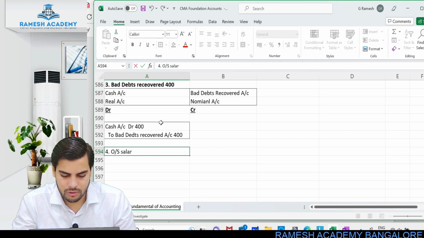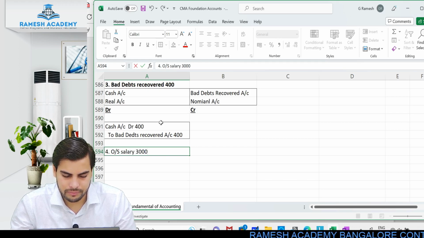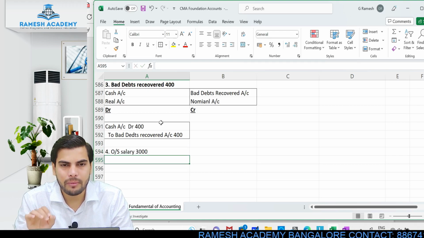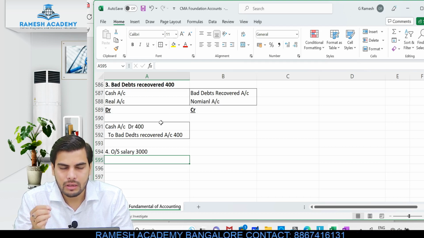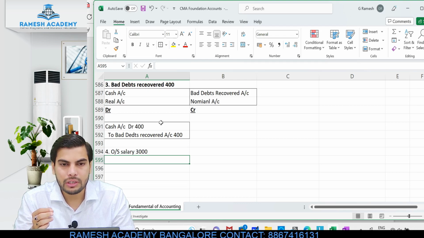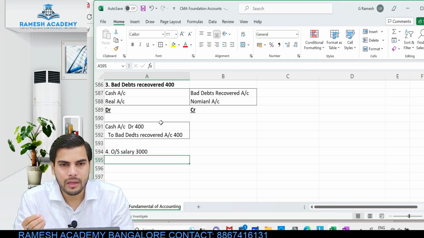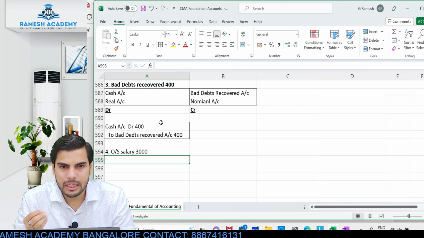Okay, or let's say outstanding salary 3,000. I have incurred the salary expenses but I haven't paid it yet. So salary expenses incurred but not paid yet. If you remember the accrual concept, we need to record the transaction as and when the transaction takes place, irrespective of whether money has been received or paid or not.